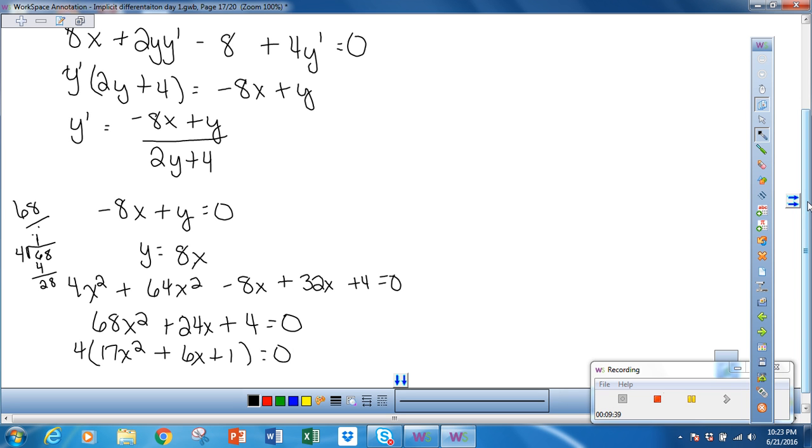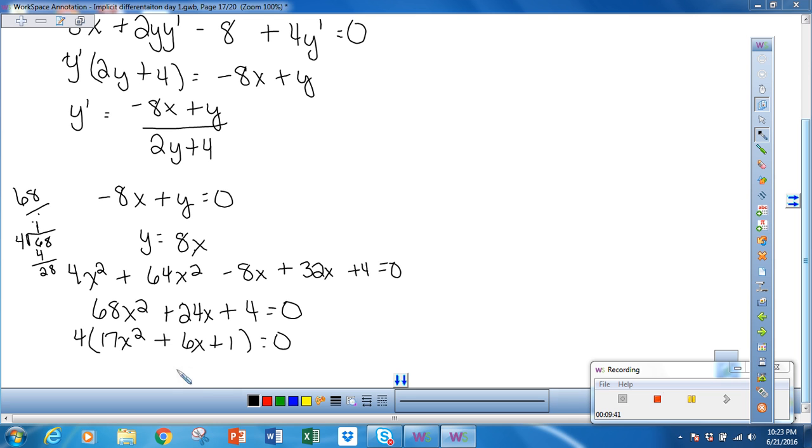And then we could solve this for x, I'm assuming. I don't think we can factor, because it'll give us 17 instead of 6, so we'd have to use the quadratic formula. So x is equal to plus or minus the square root of 36 minus 4 times 17 times 1, all over 34. So that's your value of x. It normally would not be that difficult.